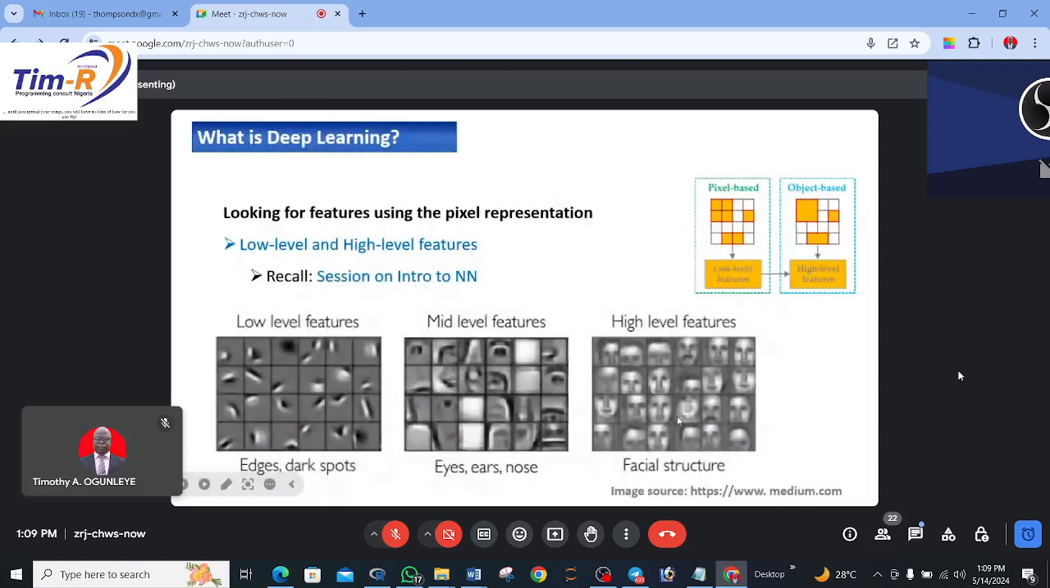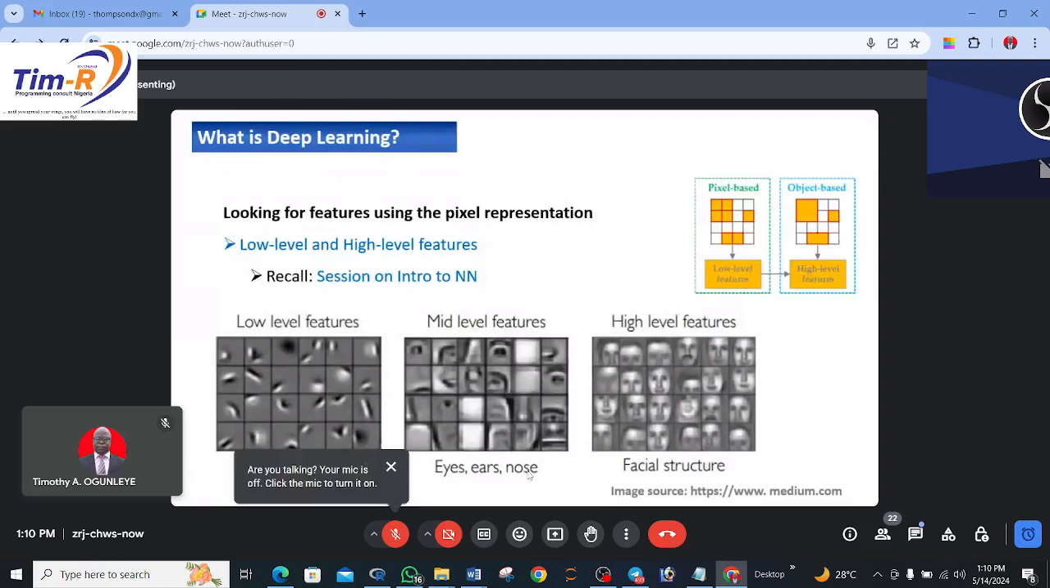Those are high level features because we can't integrate them together. My face is different from your face, it's different from any other person's face, except we are twins and we bear a high level of resemblance. Even at that, there can still be a distinctive feature, even for twins that resemble each other to a certain level. So we classify the facial structure as a high level feature. The mid level are the eyes, nose, ears. The low level features are the edges and dark spots.